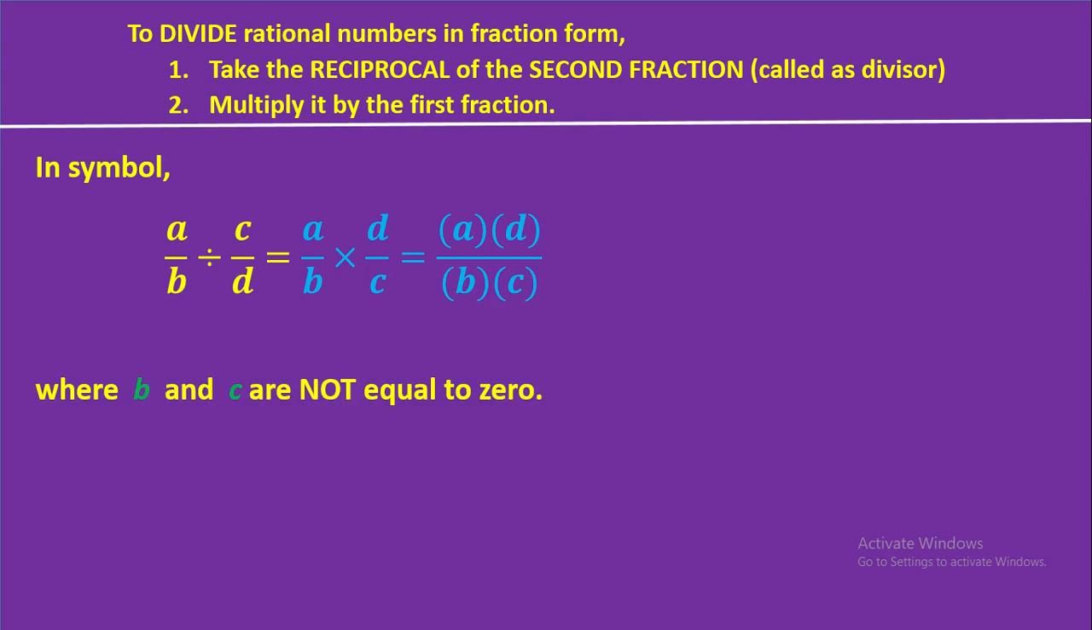Where b and c are not equal to 0, hindi pwedeng maging equal to 0 ang ating b and c para hindi siya maging undefined, no value, or error. Meaning, magkaroon siya ng sarili niyang value. Kapag ka po kasi 0 ang ating denominator, mawawalan siya ng value.